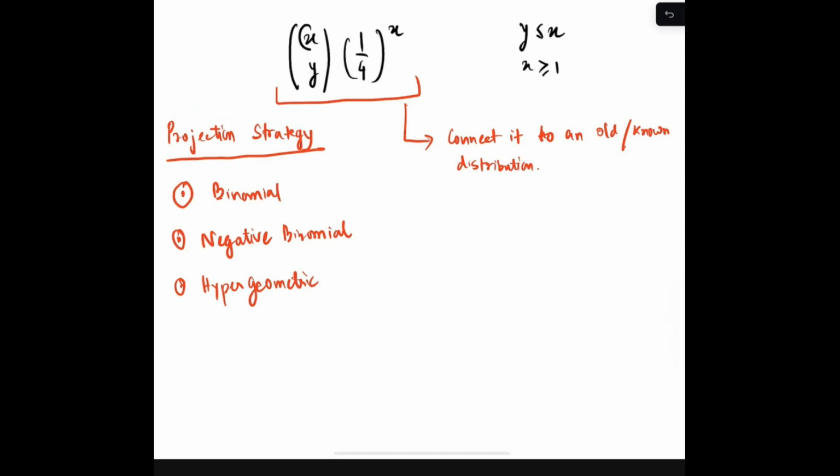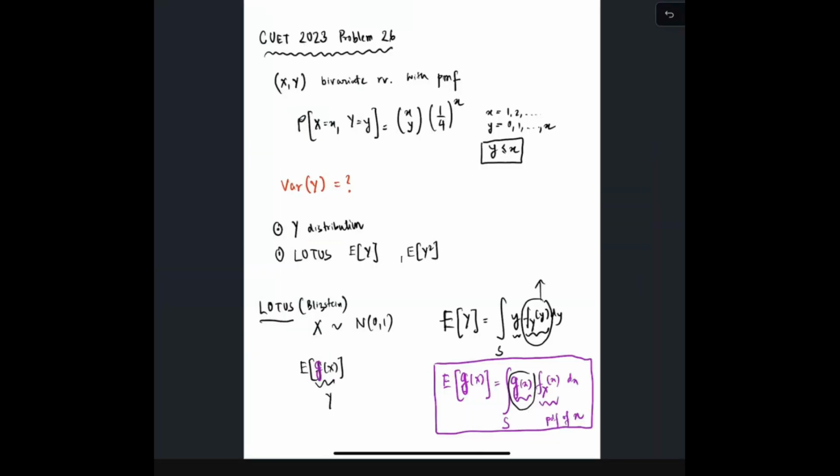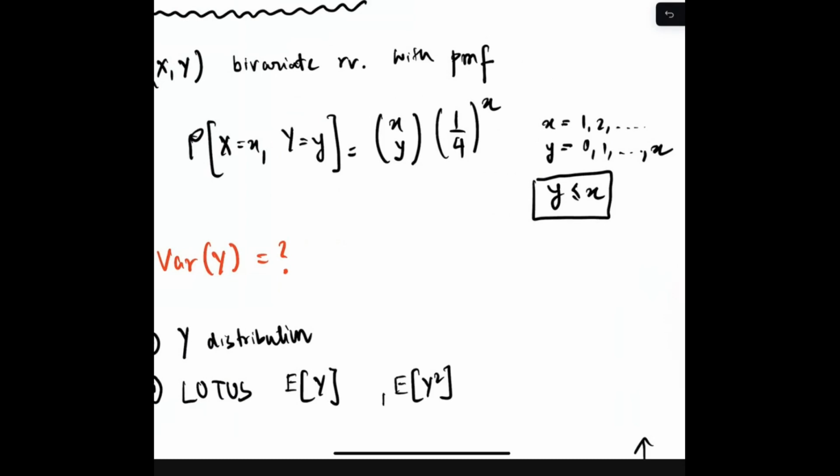Observe this, and our creative energy will be directed towards understanding this. So if you fix x, first experiment, fix x and see the y. You can see y is greater than or equal to 0 and less than or equal to x, because that's what is given here. y is greater than or equal to 0 and less than or equal to x.